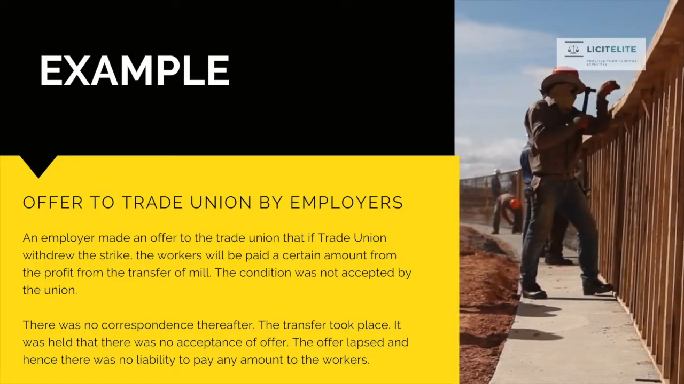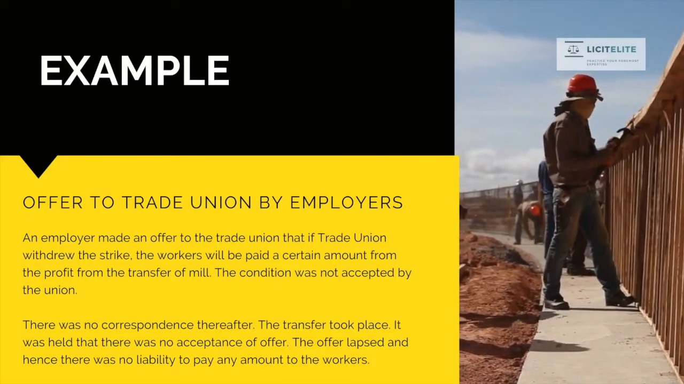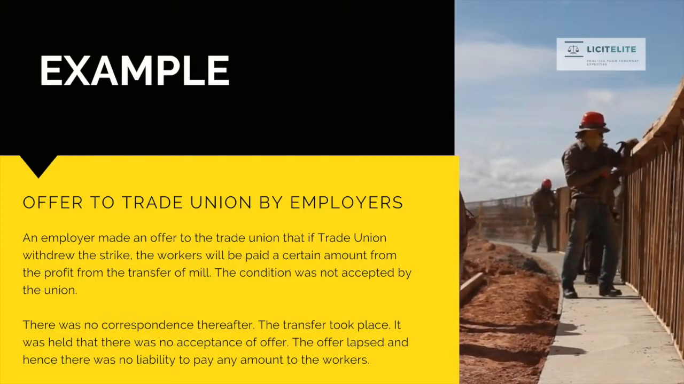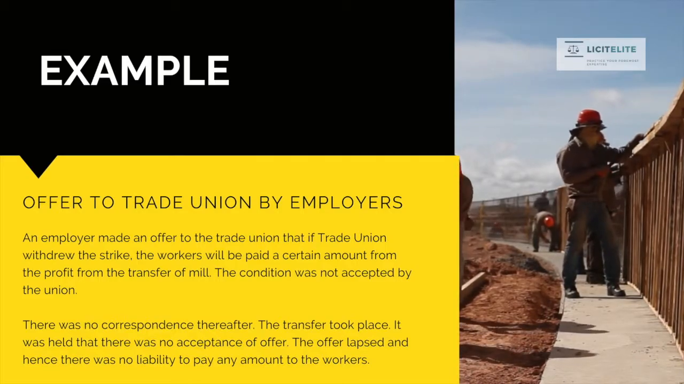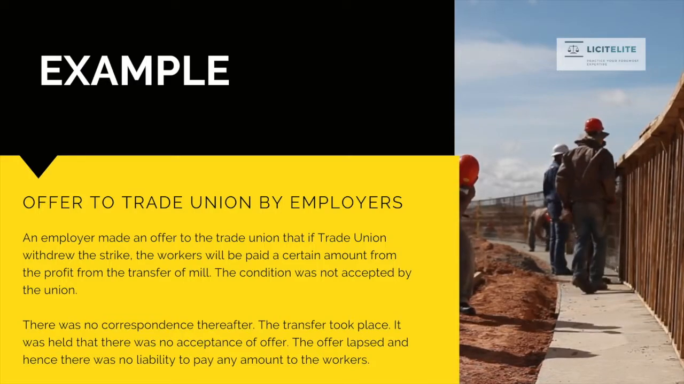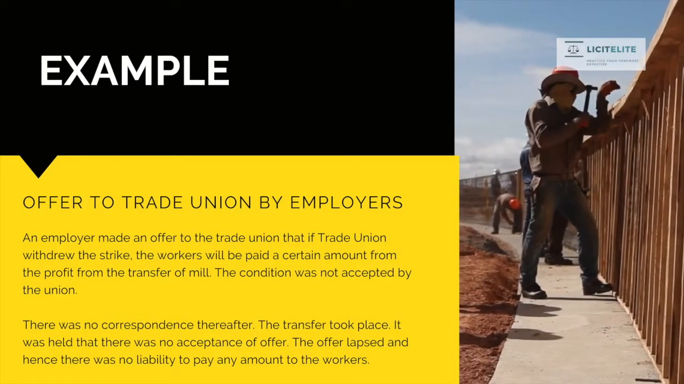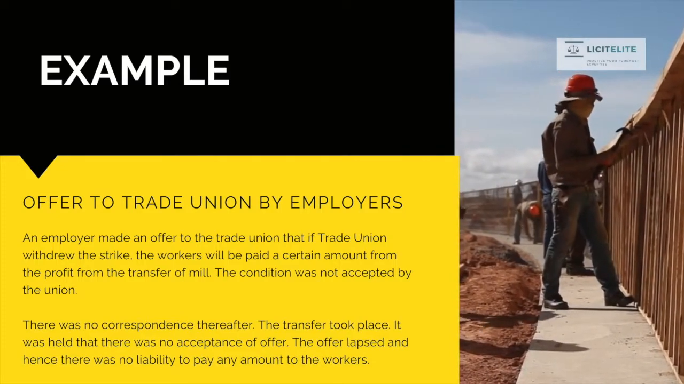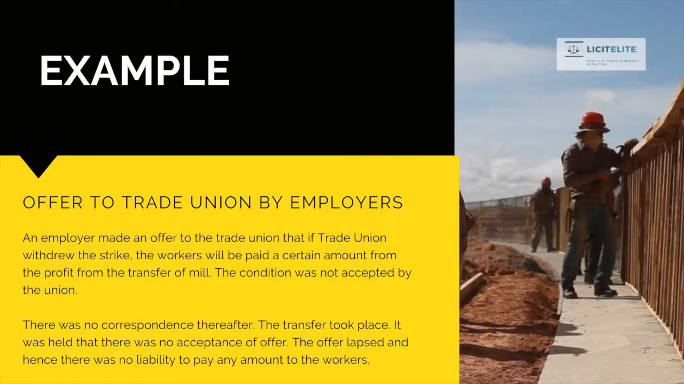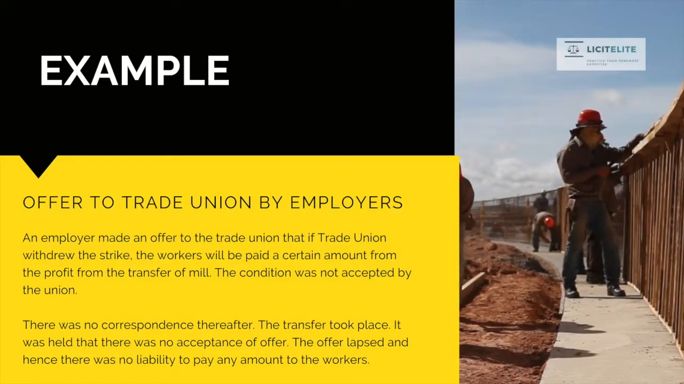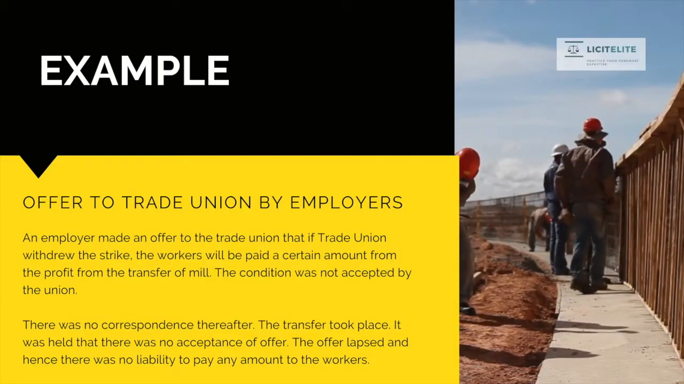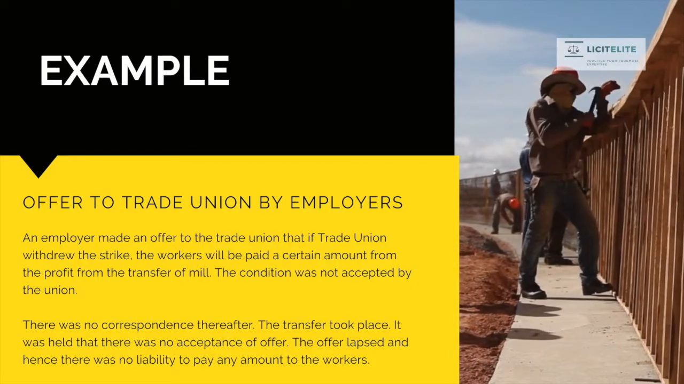So for example, if an employer made an offer to the trade union which is threatening to go on strike, that if the trade union withdrew the strike, the workers will be paid a certain amount from the profit from the transfer of the mill. The condition was not accepted by the union. So later on, when the transfer took place and there was a profit, the workers were not paid that certain amount because it was held that there was no acceptance of the condition of the proposal.